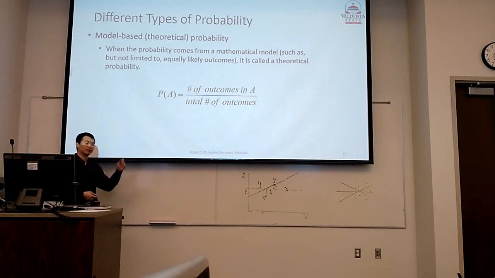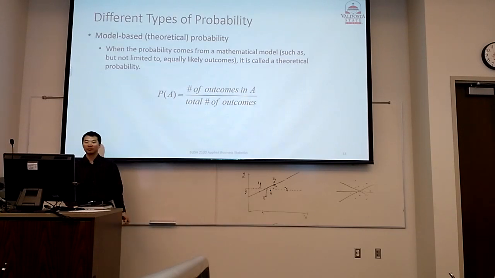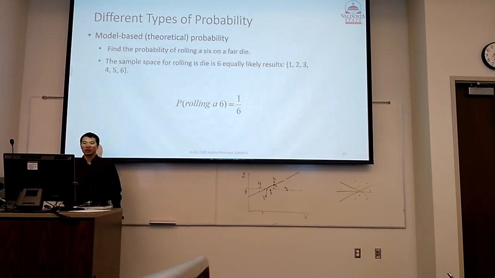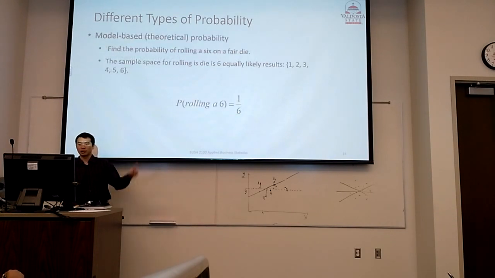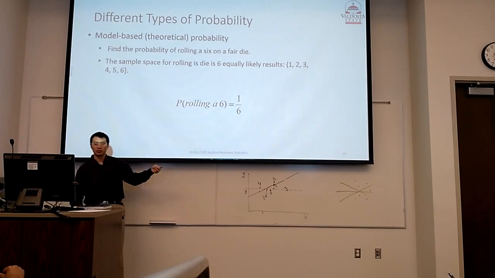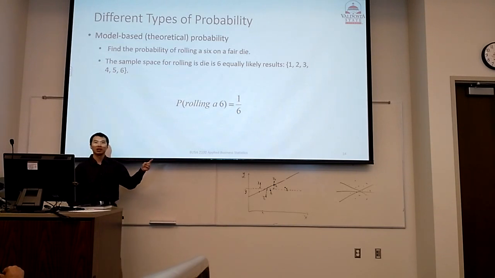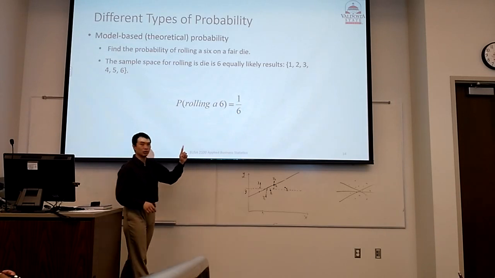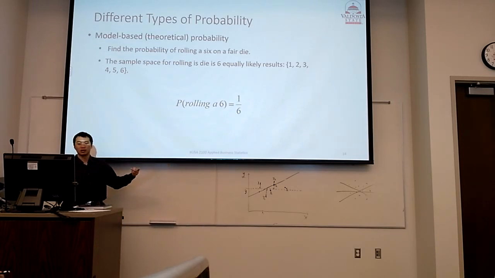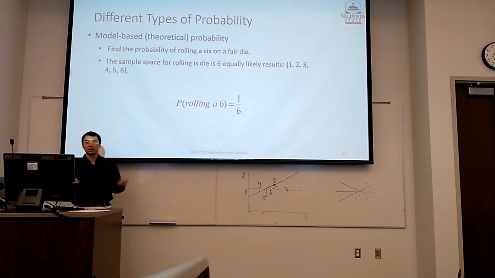So this is the second type. This is one example: rolling a fair die. We have 6 possible outcomes, and the event of getting a 6 has only one outcome, right? So it is 1/6. That's not from the experiment.